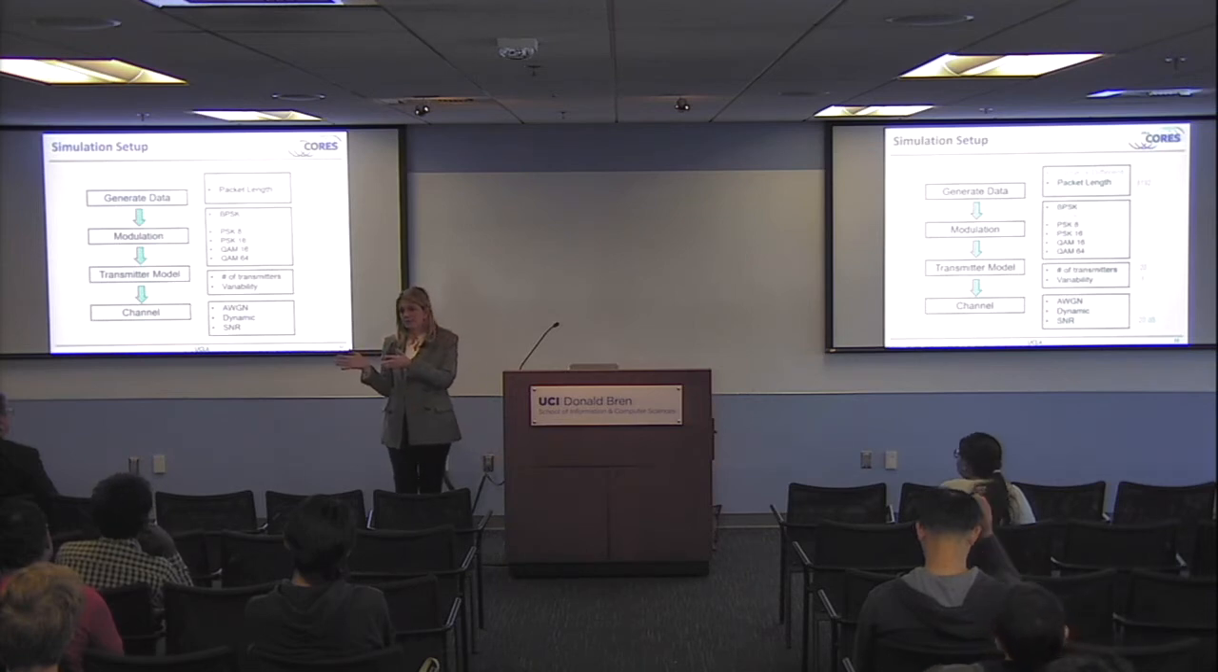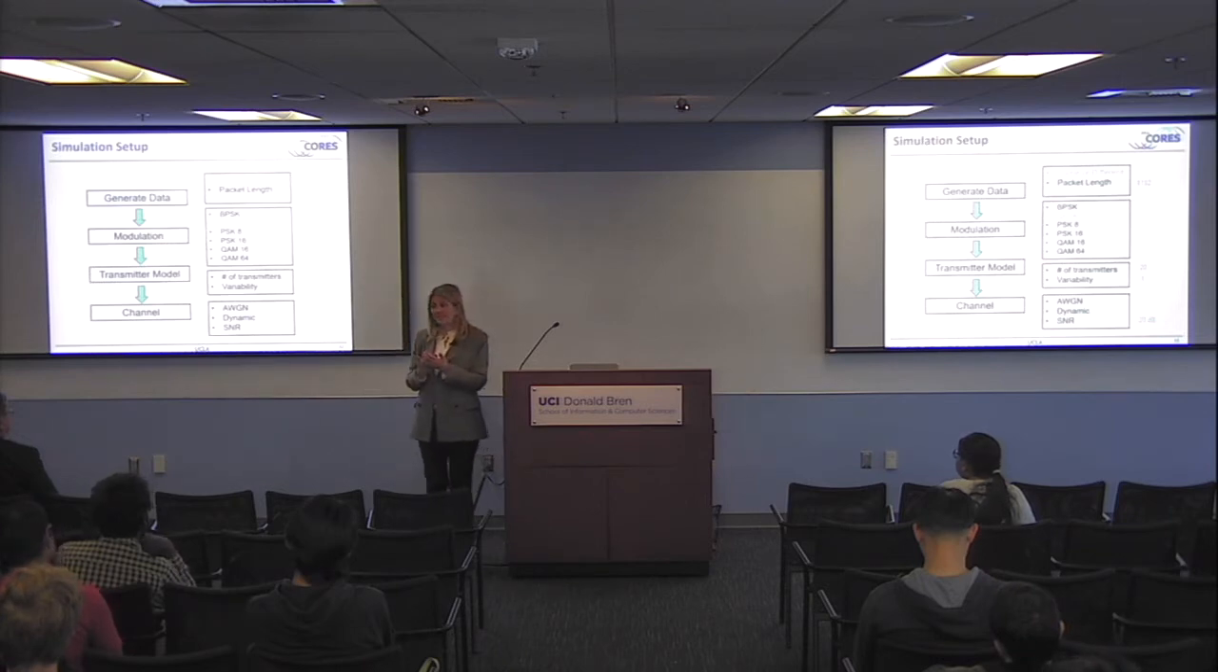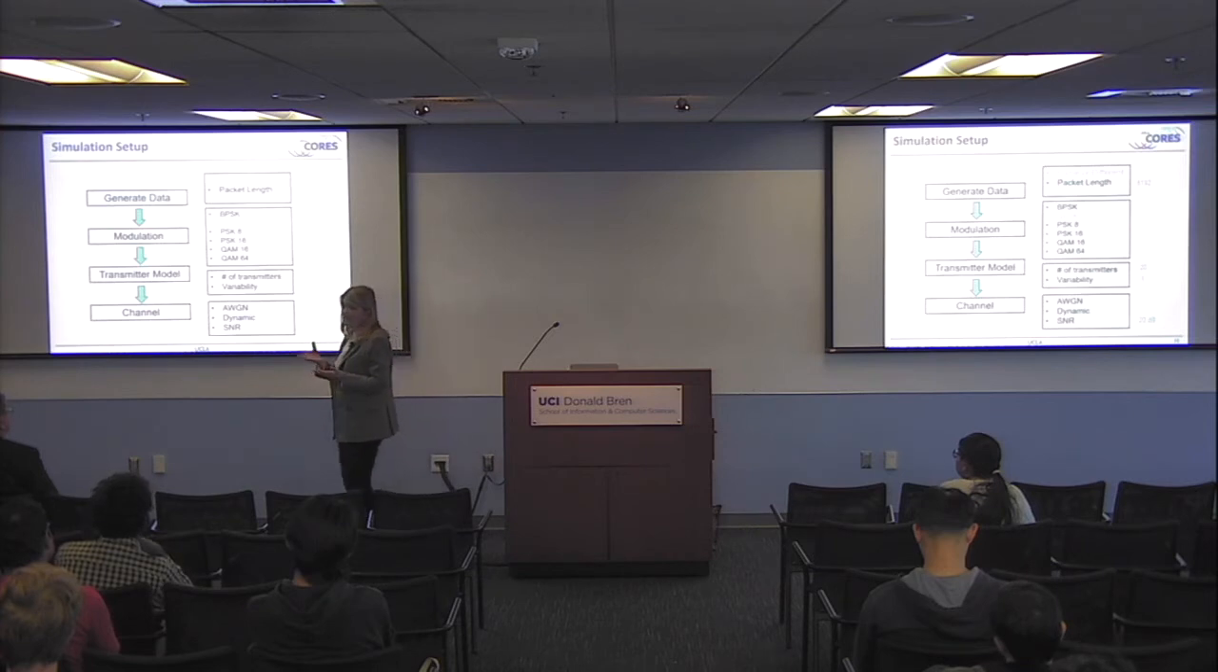And why is that important? If they're all sending the same data, then actually there is no randomness in the data. All randomness that you see is due to that power amplifier being different. If you add different data, then your power amplifier variability might be masked, right? So that was kind of the hypothesis.